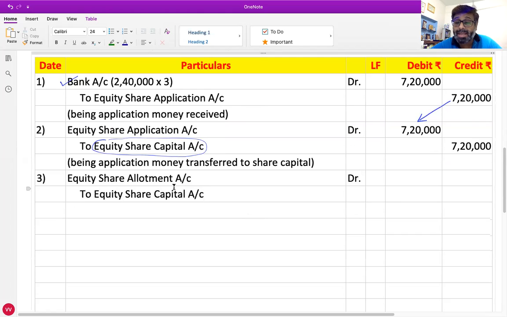I repeat, allotment money is due. Allotment money is receivable, debit the receivable. So share allotment account debit. And because now you have allotted the shares, public have become shareholders. So you directly transfer the money to share capital.